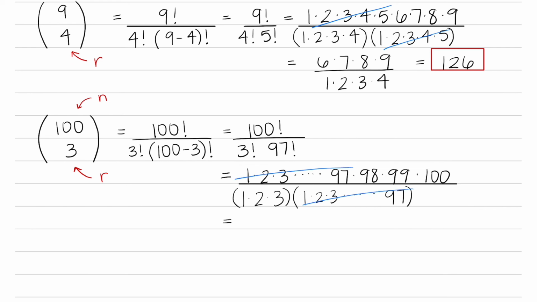So we're left with at the top 98 times 99 times 100, and at the bottom we're left with 1 times 2 times 3. So we can multiply those out and reduce. So our answer is 161,700.